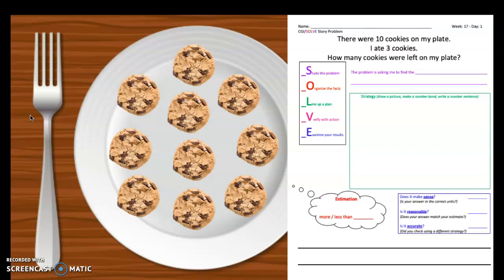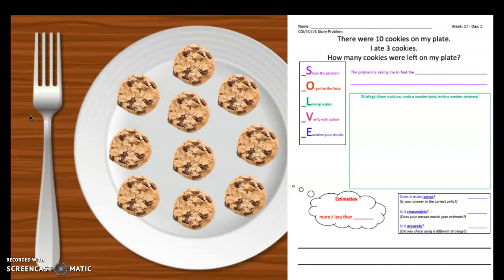So we are going to read the problem 2 times like this. There were 10 cookies on my plate. I ate 3 cookies. How many cookies were left on my plate? There were 10 cookies on my plate. I ate 3 cookies. How many cookies were left on my plate?